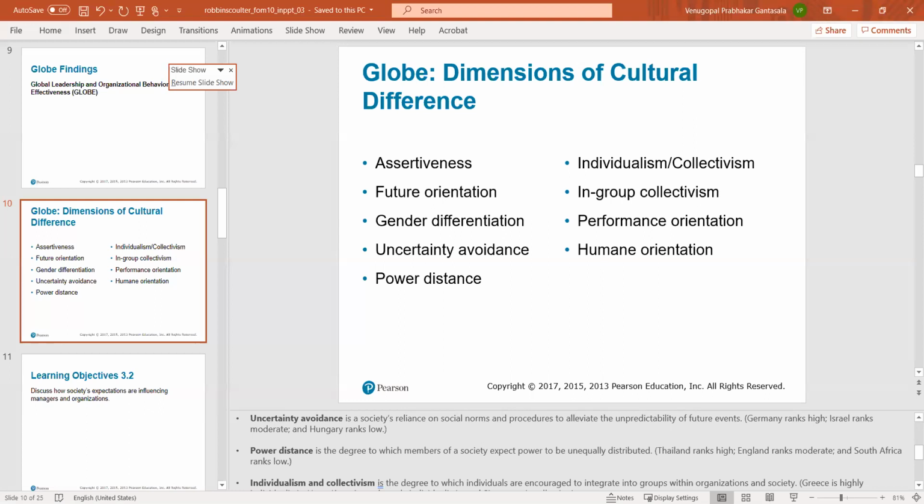Its distribution is not equal. Your boss is your boss, and you're a subordinate. You have to obey orders. You cannot question him that easily. In India, it's very, very high. Power distance is extreme. Thailand ranks high in Hofstede's study. England ranks moderate, and South Africa ranks low.